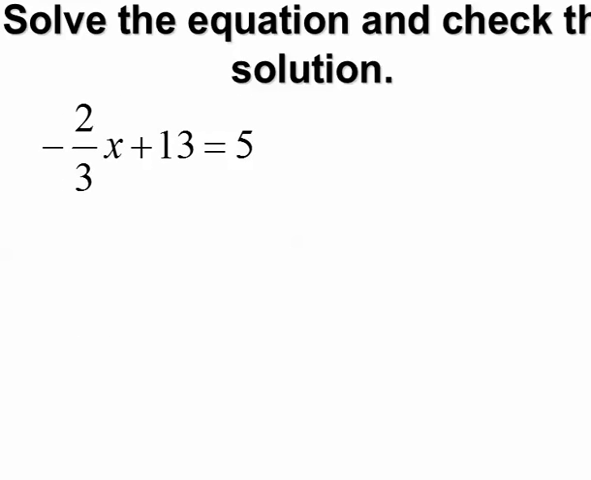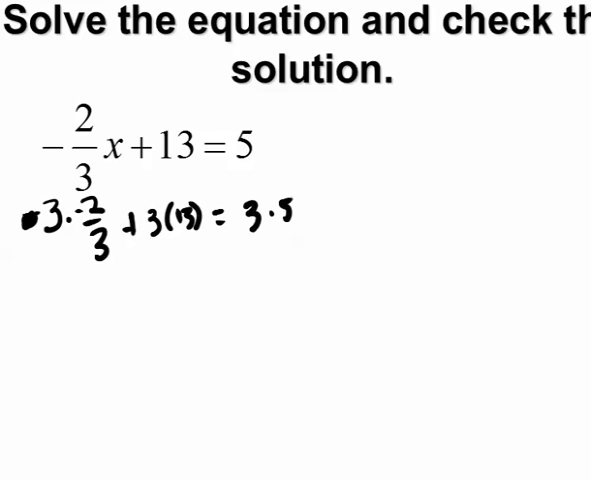Once again, we have a fraction. We also have a whole number. This time I'm going to work it for you twice. The first time I'm going to clear the fraction, so I'd multiply everything times 3. Let's do negative 3 times negative 2/3. Let's just make that plus 3. Plus 3 times 13, 3 times 5.